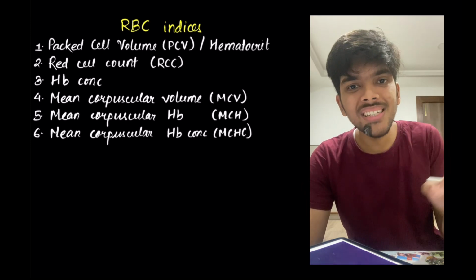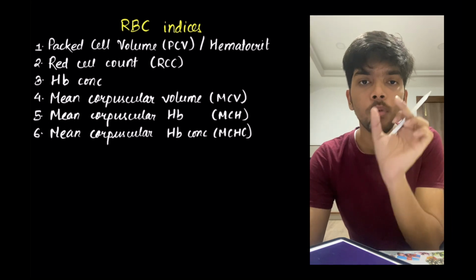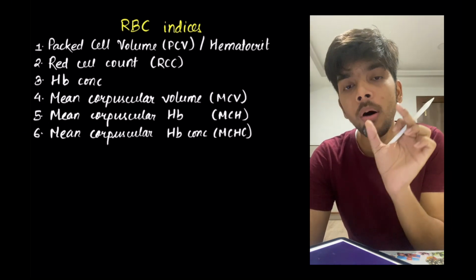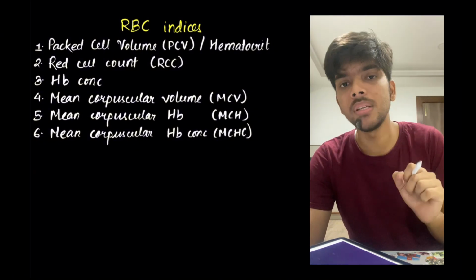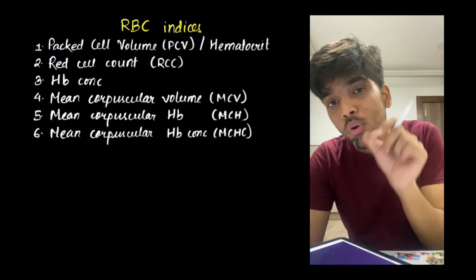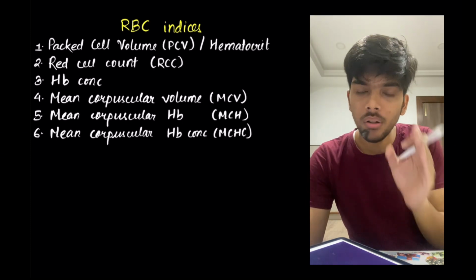blood, or the concentration of hemoglobin present in your blood, or more specifically for a single RBC, the volume of a single RBC, the amount of hemoglobin contained in that single RBC, or the concentration of hemoglobin contained in that single RBC. So you need to know about all these features.